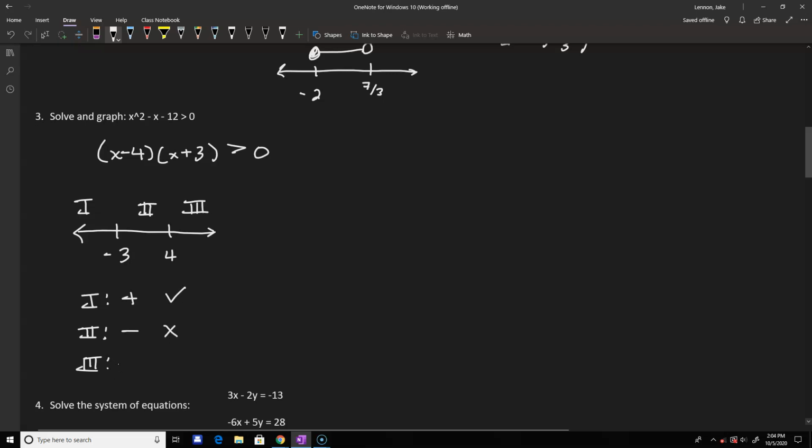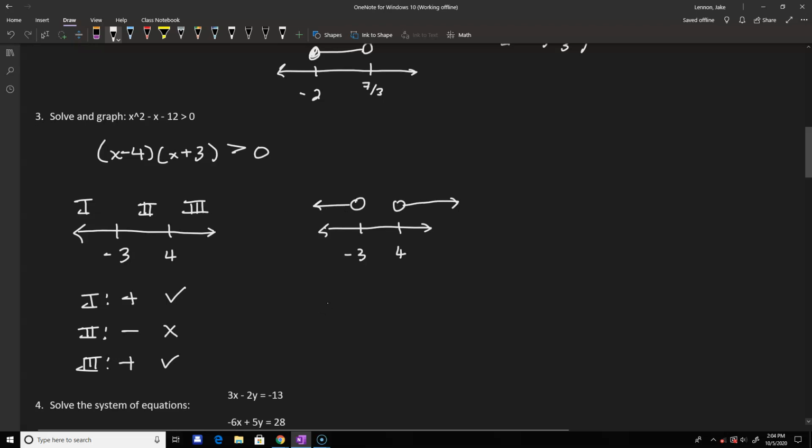And then in region 3, we could, say, plug in 5, and we would get 1 times 8, which comes out to a positive as well. So the regions that are part of our solution are regions 1 and 3. So graphically, this would look like, and it's greater than 0, so both will be open dots. We'd have our negative 3, our 4. We would shade in this direction, and then we would also shade in this direction.